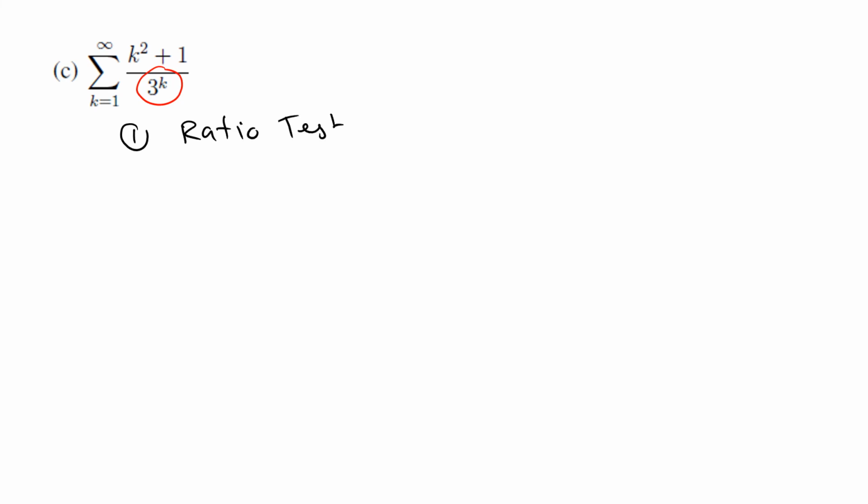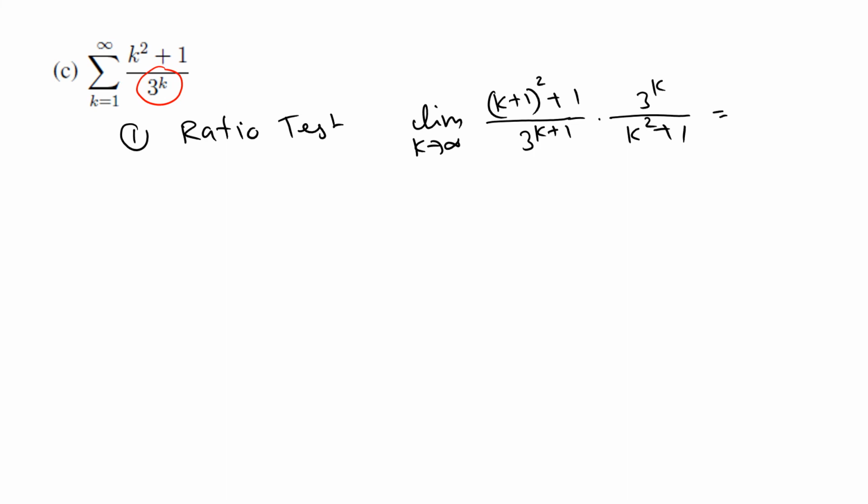So if you use a ratio test, let's look at the limit. k goes to infinity. So we can write a_(k+1). That means you're going to replace k by k plus 1. So ((k plus 1) squared plus 1) over 3 to the k plus 1, and then here 3 to the k over k squared plus 1. Now we know that k goes to infinity, you only need to look at the dominating terms. So if you look at the dominating terms, what's going to happen?